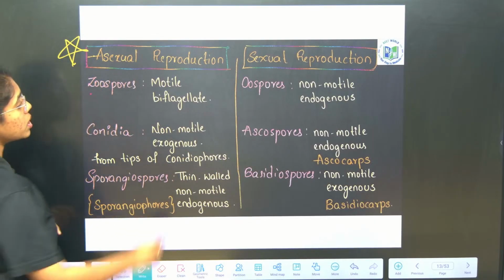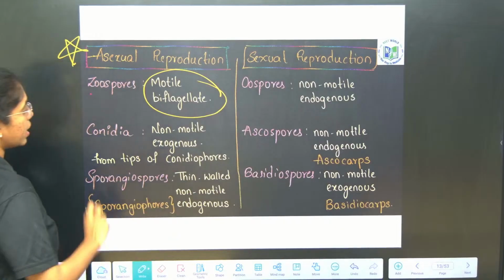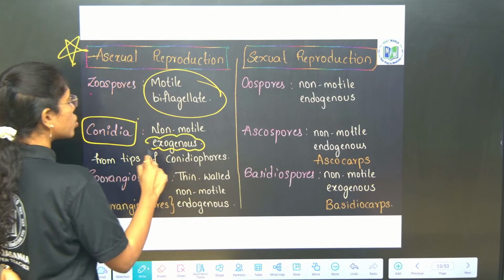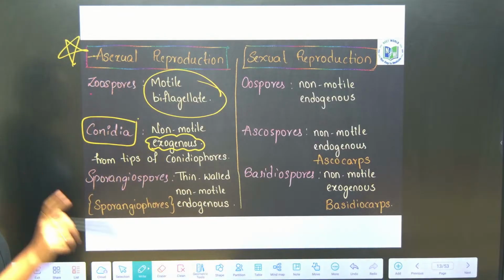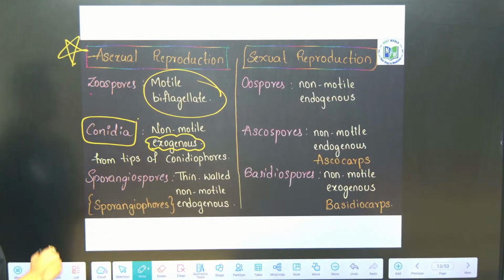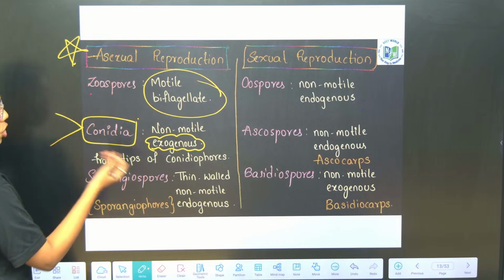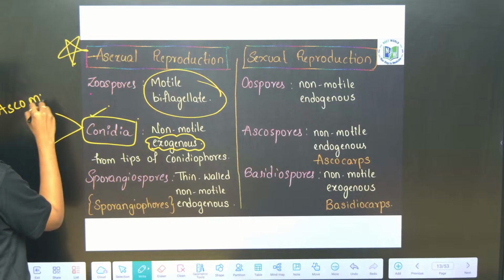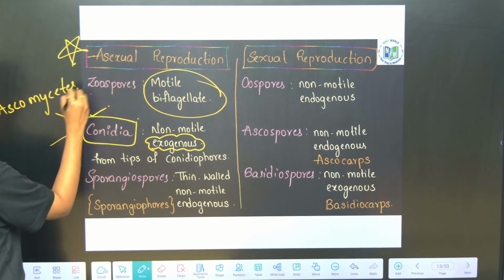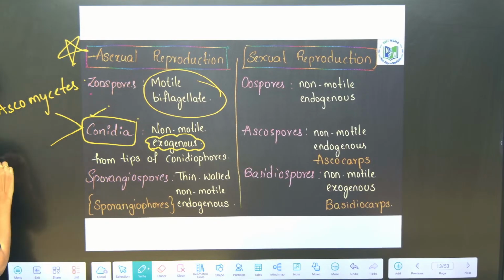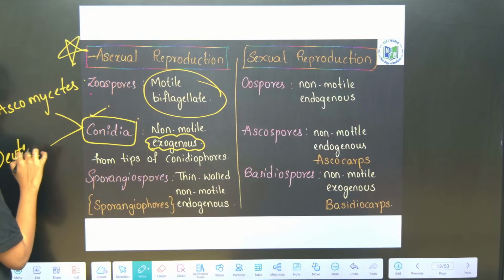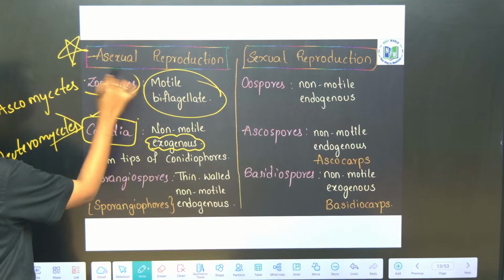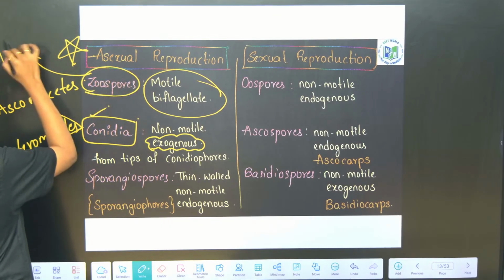So, zoospores are motile and biflagellate. Conidia is the only exogenously released asexual spore. Remember, conidia is a non-motile, only exogenously released asexual spore. Asexual spores like conidia are observed in the classes Ascomycetes, Basidiomycetes and Deuteromycetes. Zoospores you can observe in Phycomycetes.